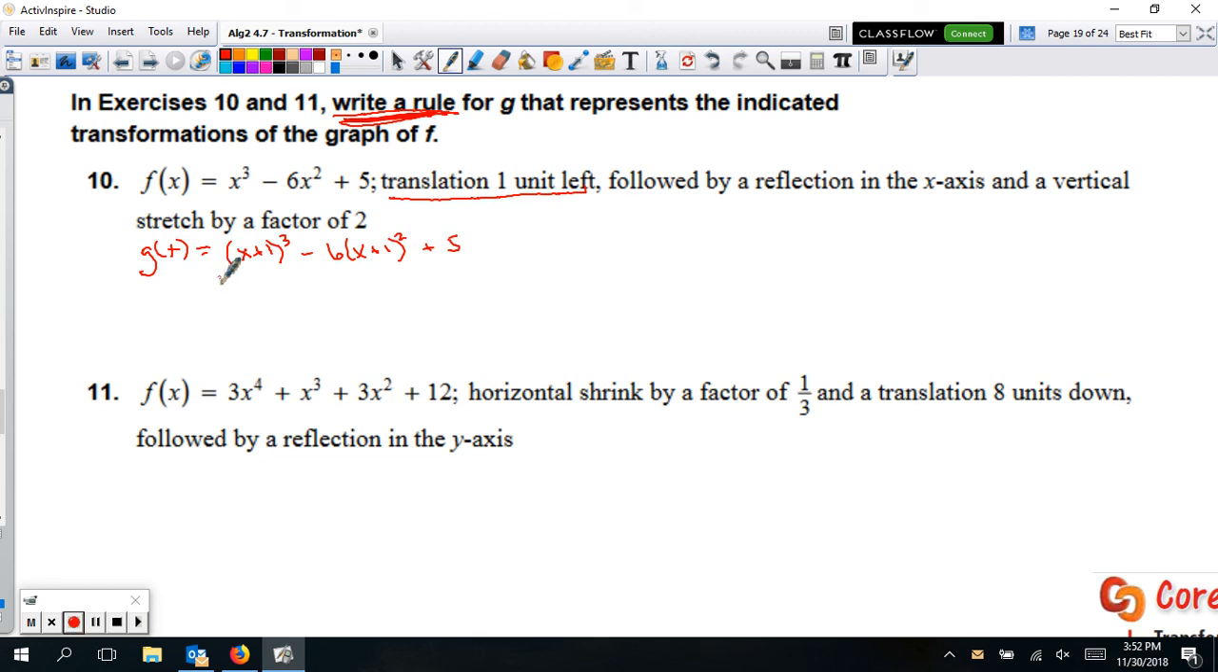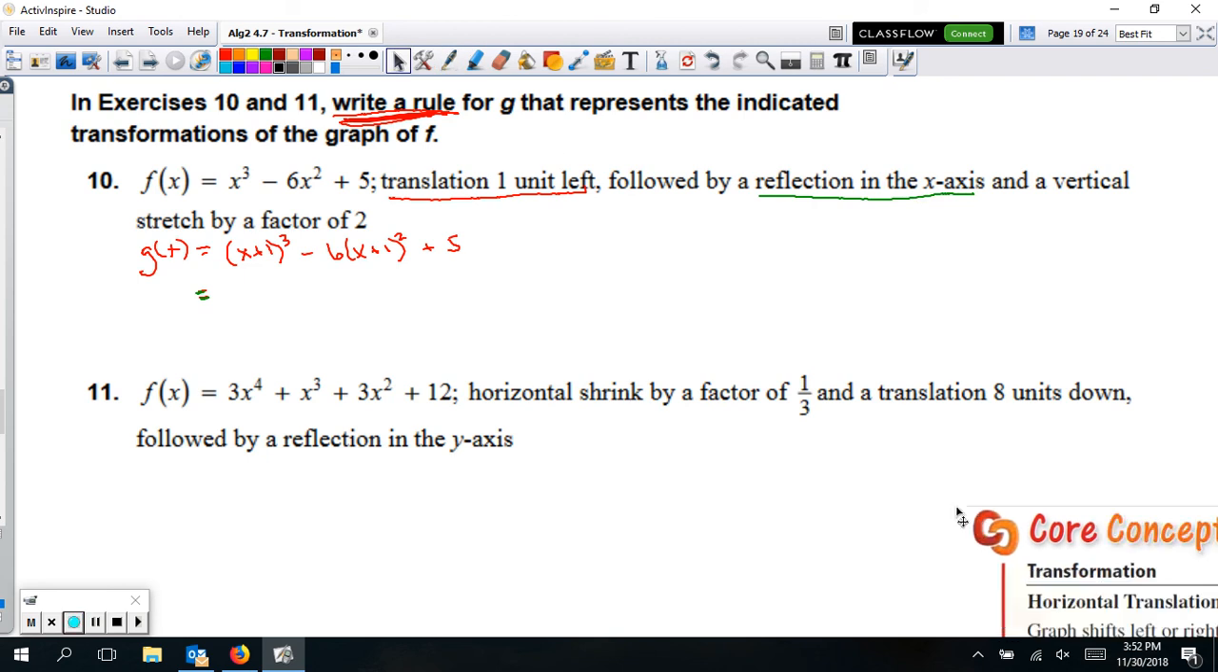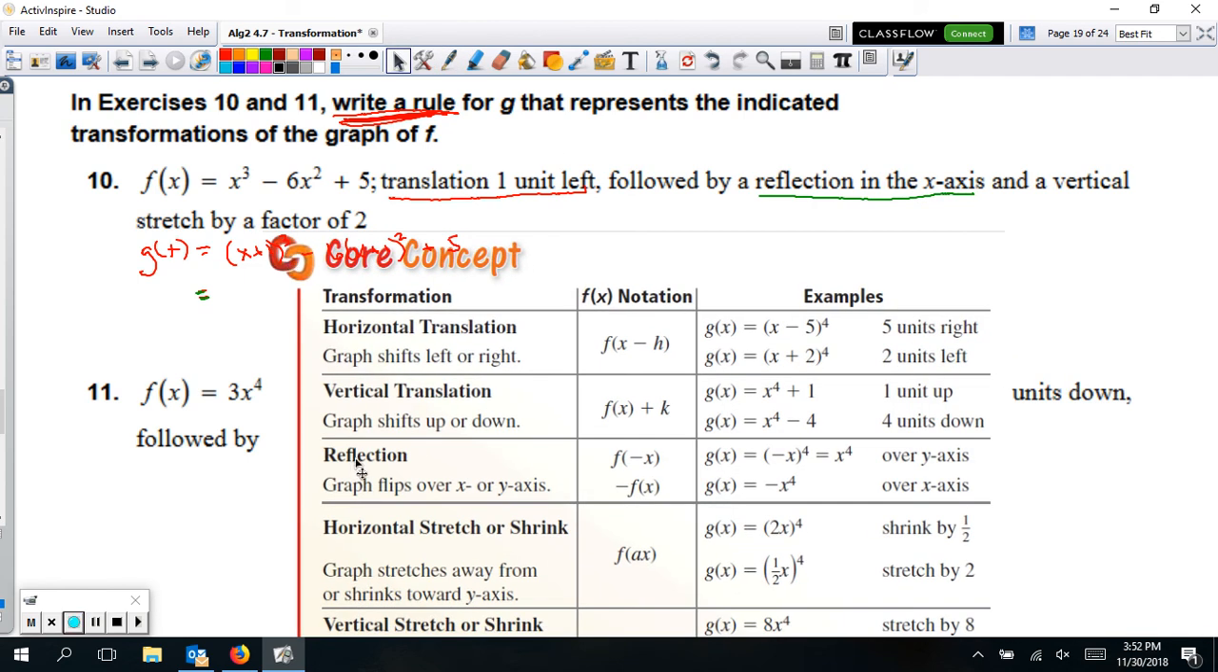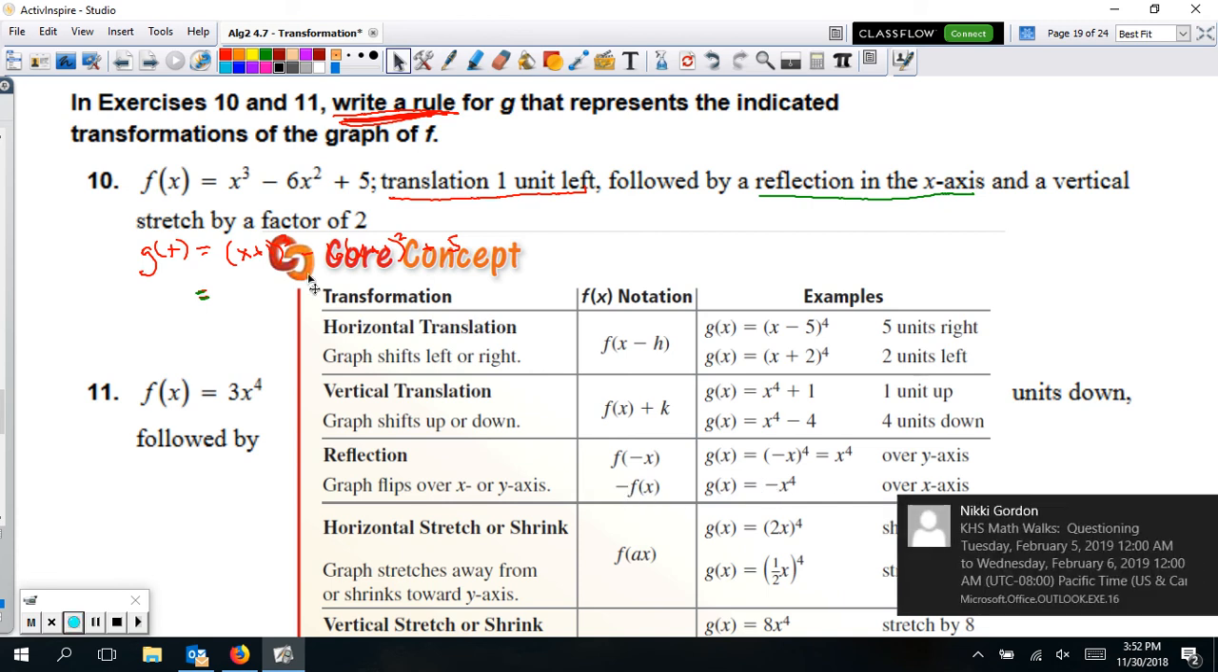The next one, so we're using the same function, is followed by a reflection. So we'll do this one in a different color, in green here. The reflection in the x-axis means that's going to be a negative sign. So let's look at where that would be on the core concept. A reflection in the x-axis is where we multiply the outside of the whole function by a negative.